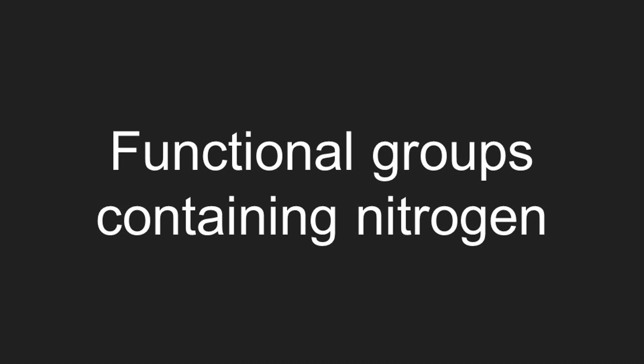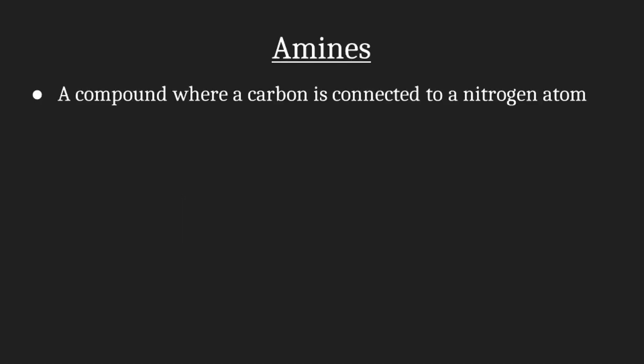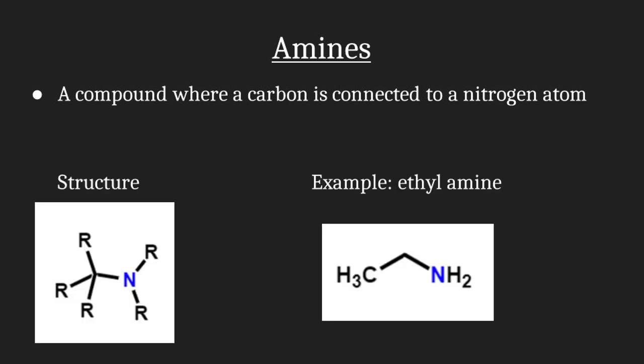Another type of functional groups are those that contain nitrogen. In this video, we only have one, but in part 2 there will be many others. The most important group containing nitrogen is the amine group, and this is where a carbon is connected to a nitrogen atom. So if we look at the structure, we see that there's a nitrogen that's attached to two R groups, either hydrogens or carbons, and then the nitrogen's also connected to a carbon. And a good example of this is ethylamine, where the nitrogen is connected to two hydrogens and then also connected to a chain of two carbons.